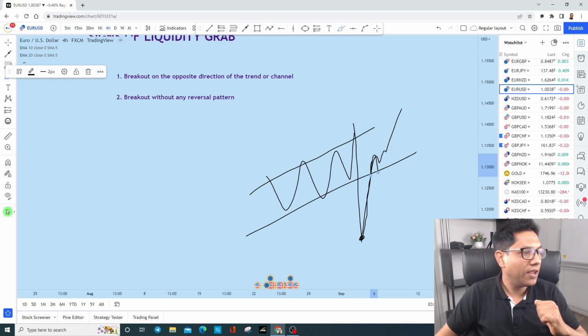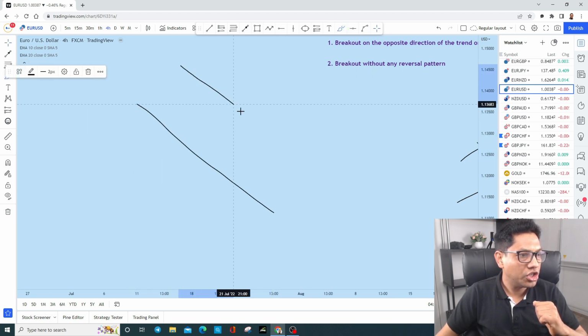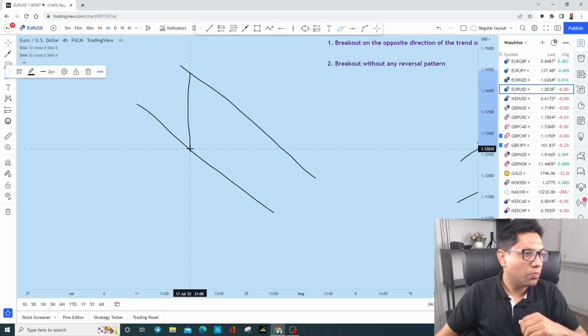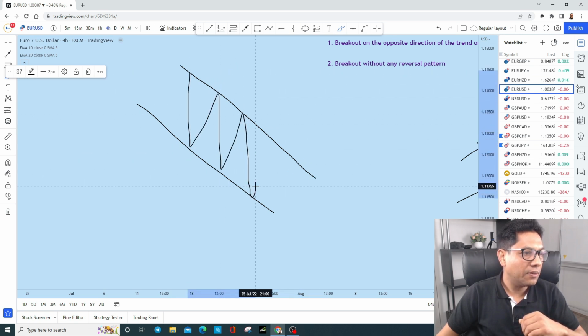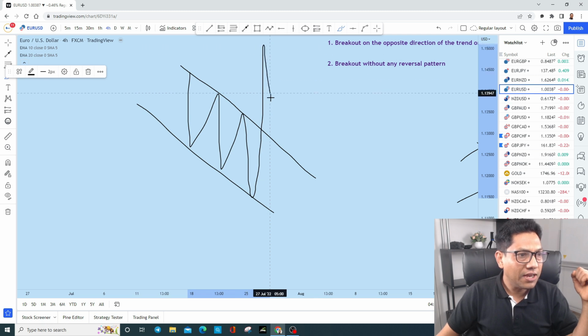Let me clarify it again. Let's consider a downward channel like this. The price was moving in a series of lower highs and lower lows. At some point the price has broken out of this channel in the opposite direction of the trend and then immediately came back down.